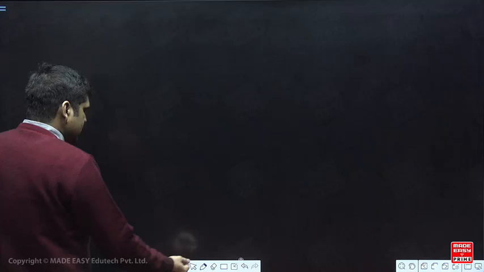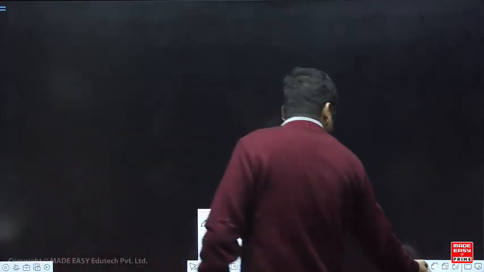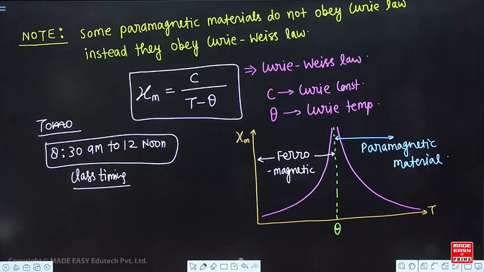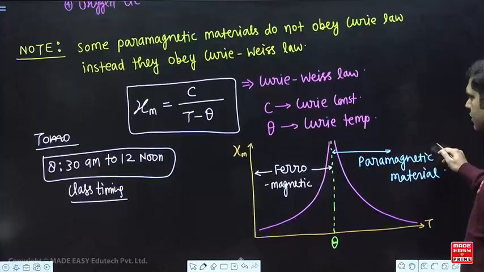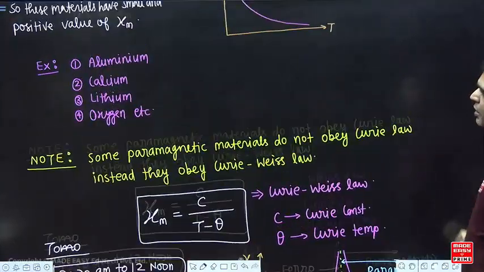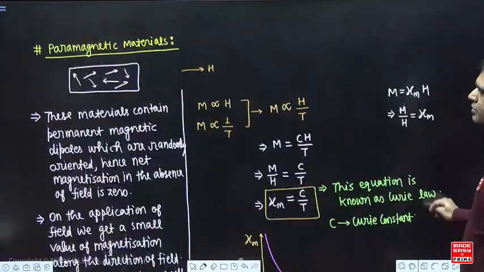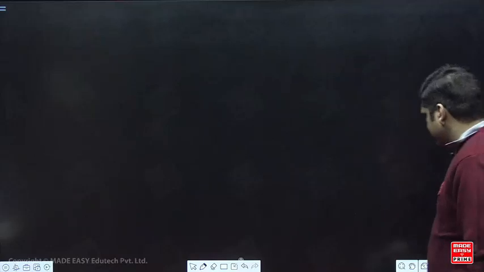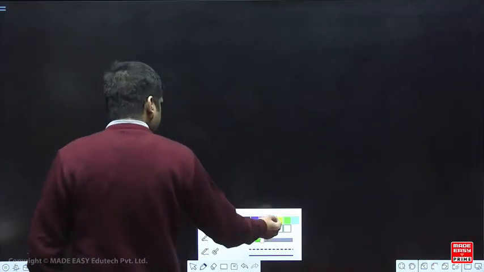In the last class, we started to study about the magnetic properties. Let us go ahead and we studied a few magnetic materials. I think this was the last point which we discussed: this is a paramagnetic material. So let's start discussing the ferromagnetic materials. Next we are studying ferromagnetic materials.